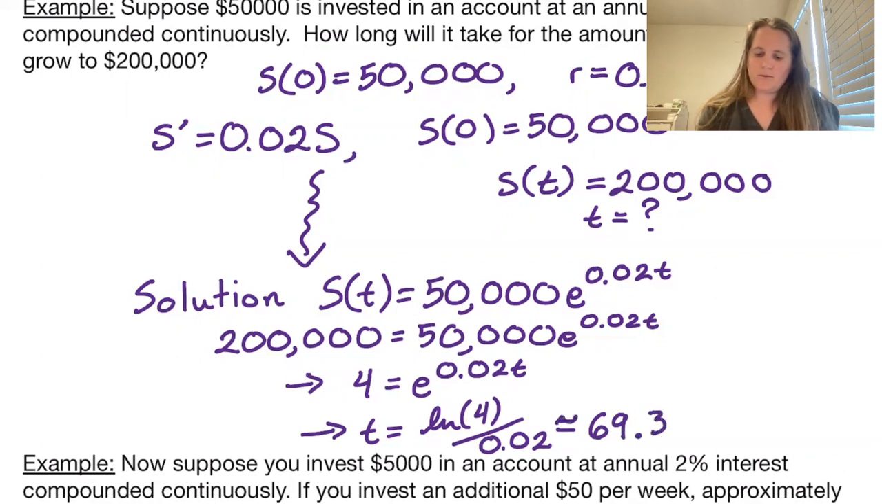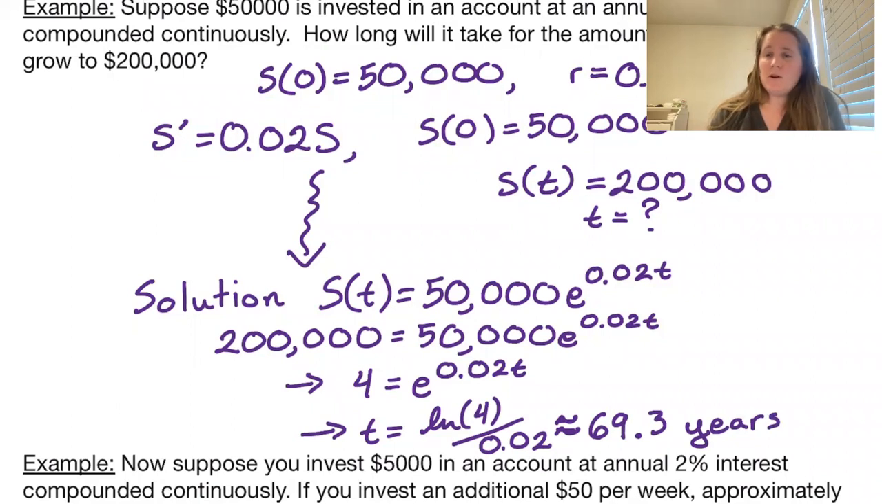approximately 69.3 years. So if we just leave $50,000 in an account earning 2% interest compounded continuously, it would take 69.3 years more or less for that amount to quadruple to $200,000.